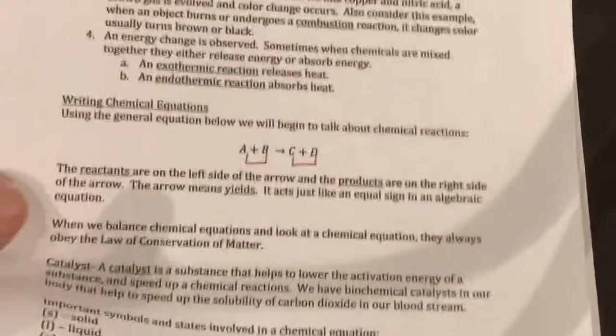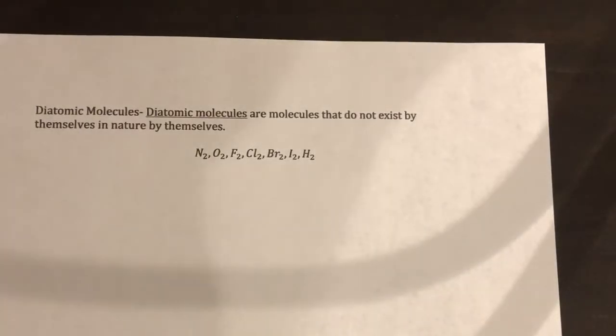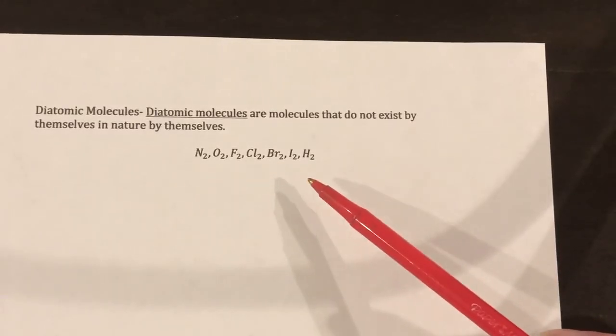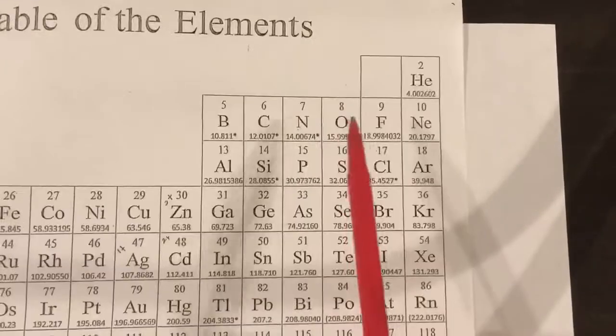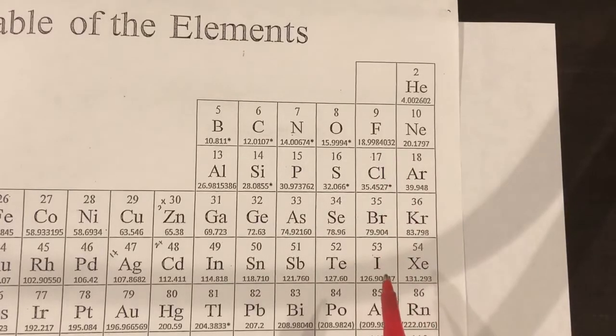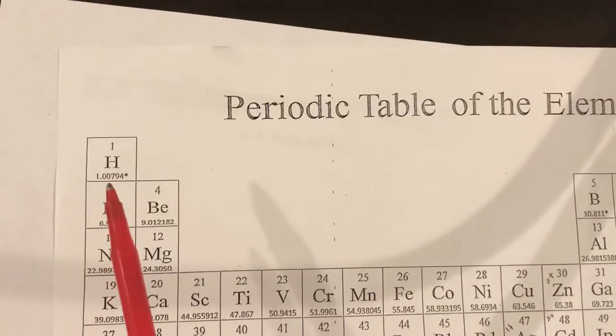And the last little note we're going to talk about, which we've already talked about during the semester, is a diatomic molecule. So a diatomic molecule is a molecule that does not exist by itself in nature. Okay, now these diatomic molecules are nitrogen, oxygen, fluorine, chlorine, bromine, iodine, and hydrogen. So the way we remember this is we start at 7. So nitrogen, oxygen, fluorine, chlorine, bromine, iodine, and make a 7. So we start at 7, make a 7, plus hydrogen up here, okay?